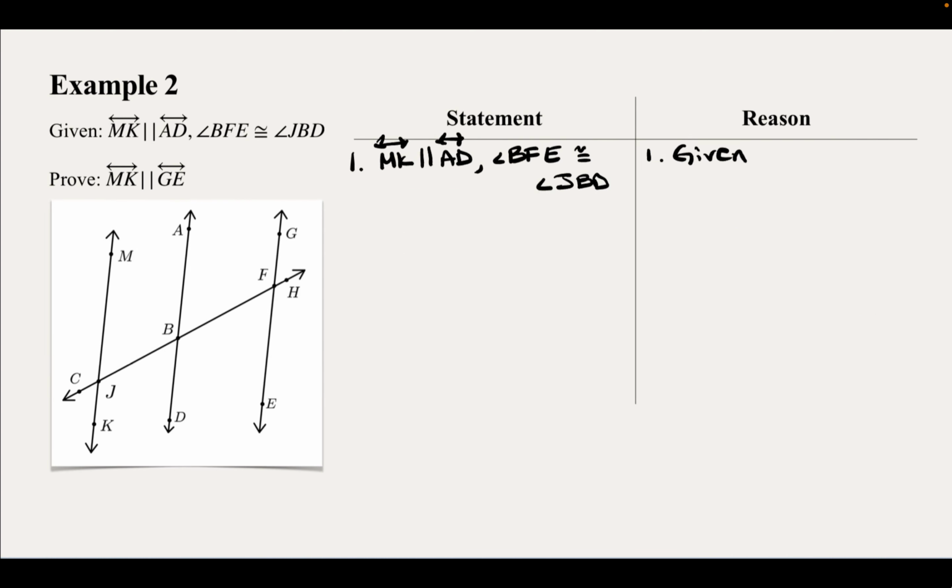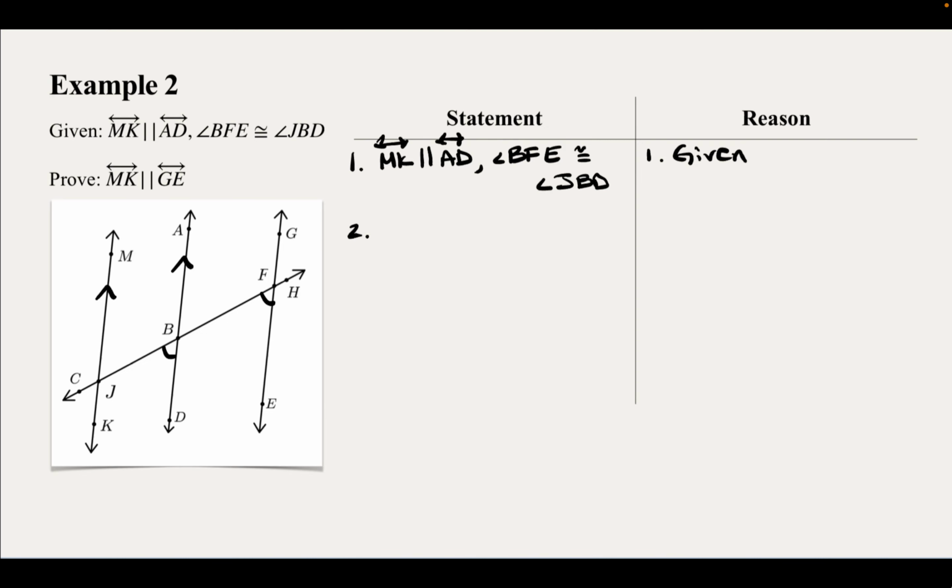Let's try another one. This time we've got three lines that are cut by a transversal. MK is parallel to AD. I'll put that in there. Angle BFE is congruent to angle JBD. I want to prove that MK is parallel to GE. I went ahead and already put in my given statements. And now I'm going to go through my given statements and see what conclusions I can make.